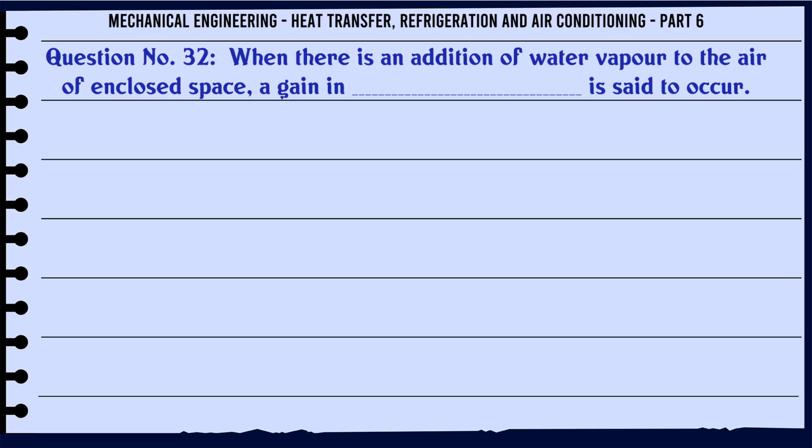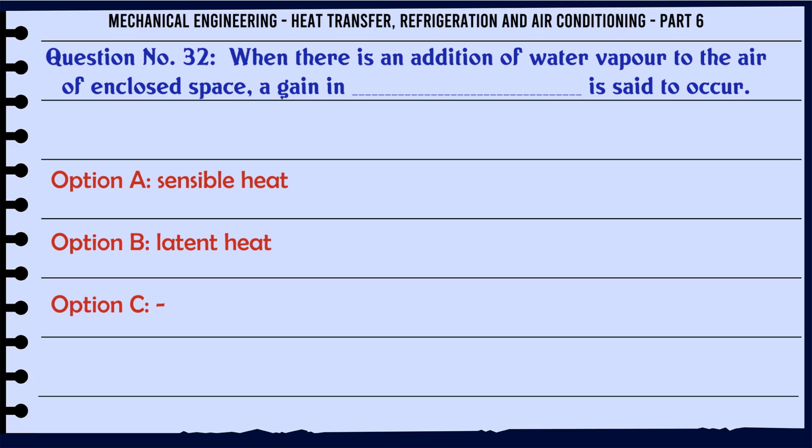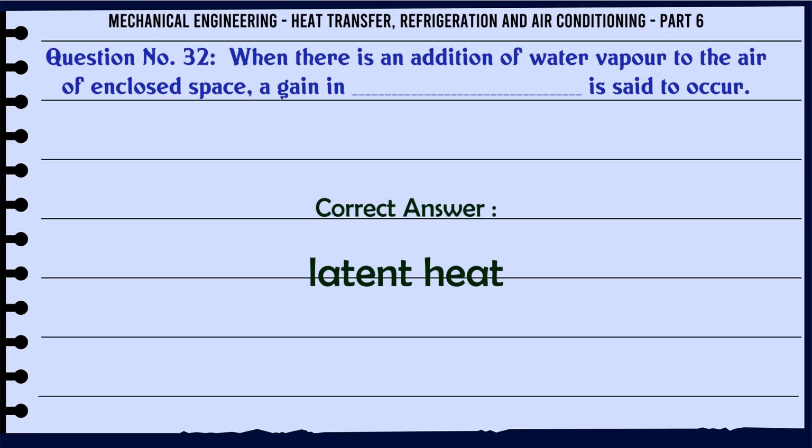When there is an addition of water vapor to the air of an enclosed space, a gain in latent heat is said to occur. A. Sensible heat. B. Latent heat. The correct answer is latent heat.